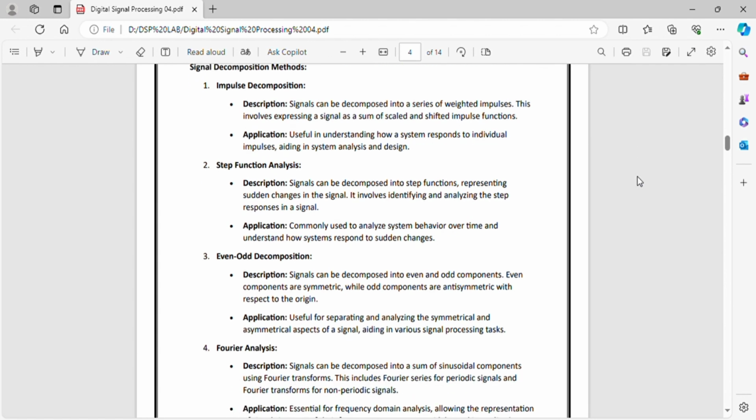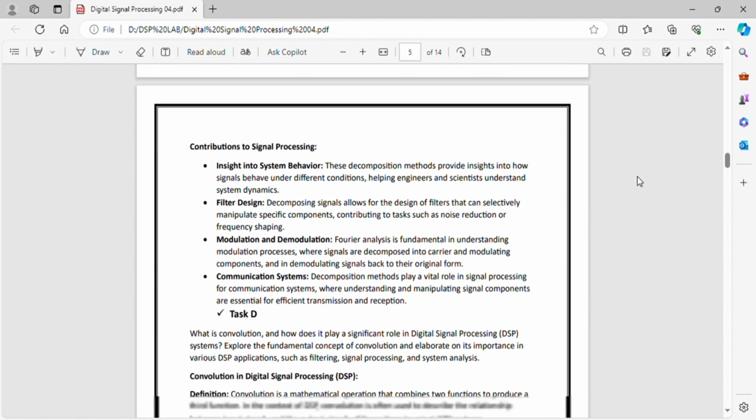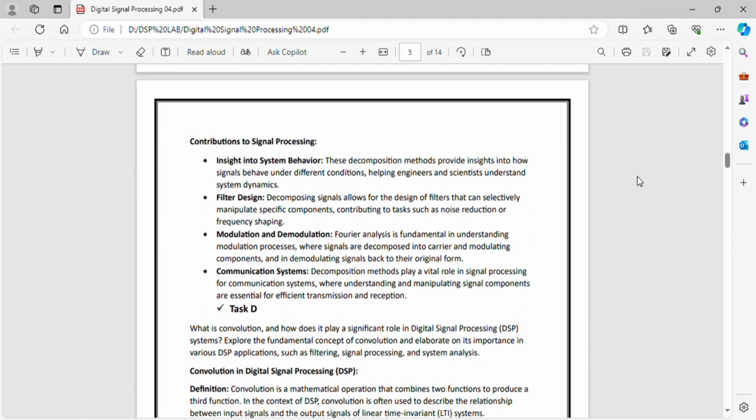The Fourier analysis description is signals can be decomposed into a sum of sinusoidal components using the Fourier transform. This includes the Fourier series for periodic signals and the Fourier transform for non-periodic signals, and the application is essential for frequency domain analysis, allowing the representation of signals in terms of their frequency components. The contributions to signal processing include insight into system behavior, filter design, modulation and demodulation, and communication systems.